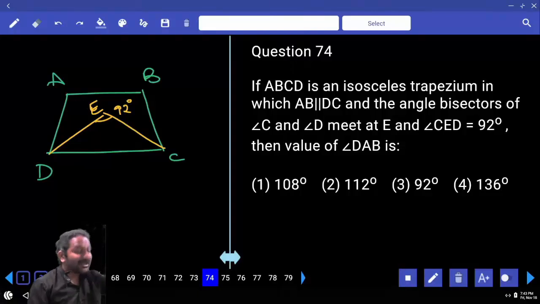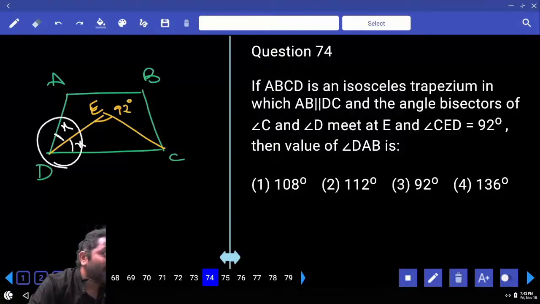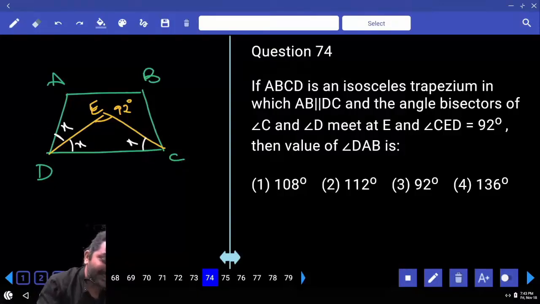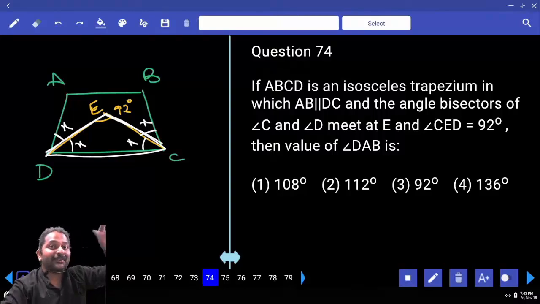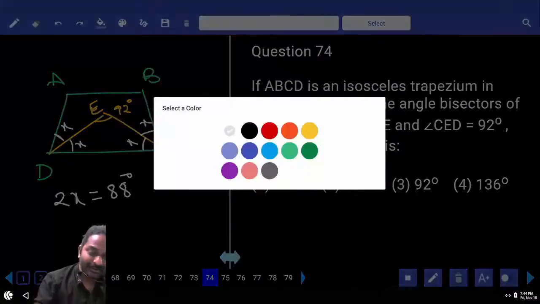As they are angular bisectors, if it is x, this is also x, right? What is the total angle at D? 2x. And the total angle at C must also be 2x only. So here also it is x and it is x. Agreed? Now when you consider triangle CDE, the angle at E is 92, so the other two angles must sum to 88. That means 2x is equal to 88 degrees. Correct?